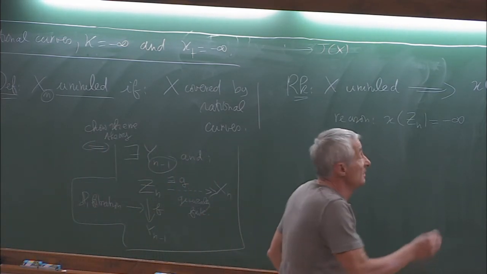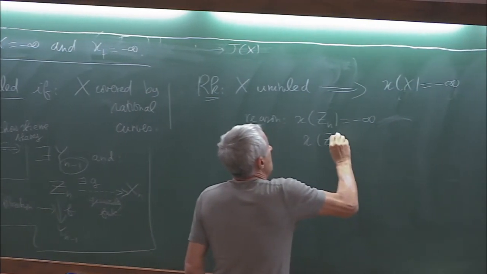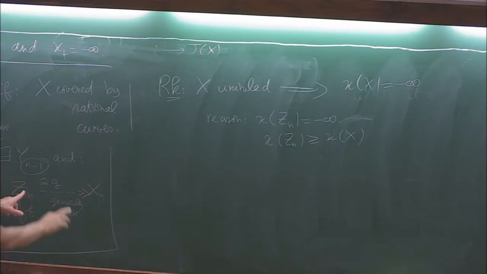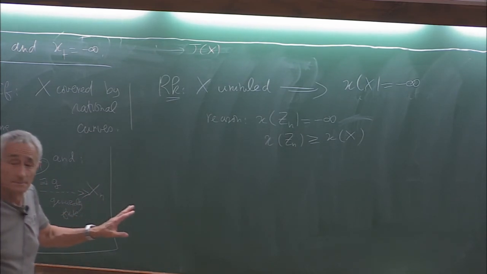The reason is that we also have kappa of Zn is greater than or equal to kappa of X, because here this is a generically finite map, and we have seen that in this case we have this inequality.